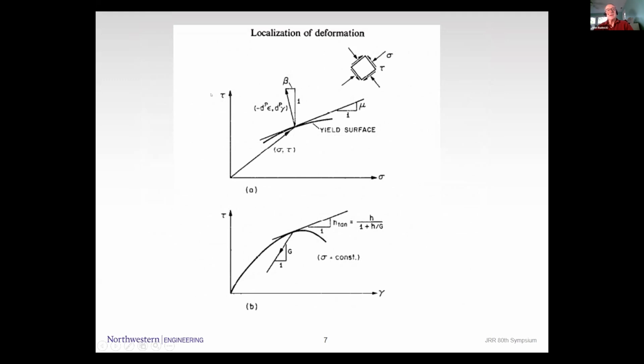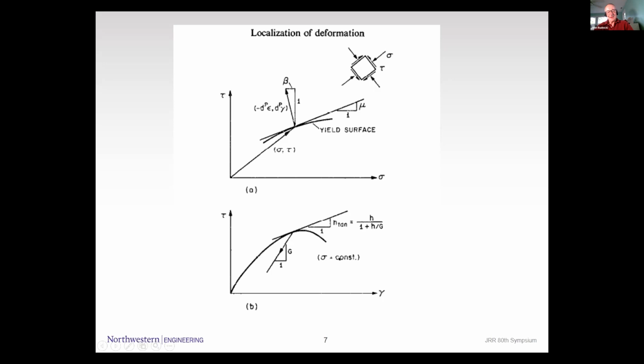So the yield stress in shear increased with the mean normal stress, and the local slope of the yield surface was mu. The inelastic increment of dilation was another parameter, beta, times the inelastic increment of shear strain. And notably, this vector is not normal to the yield surface. And then there was a hardening modulus also involved, which is shown at the bottom.